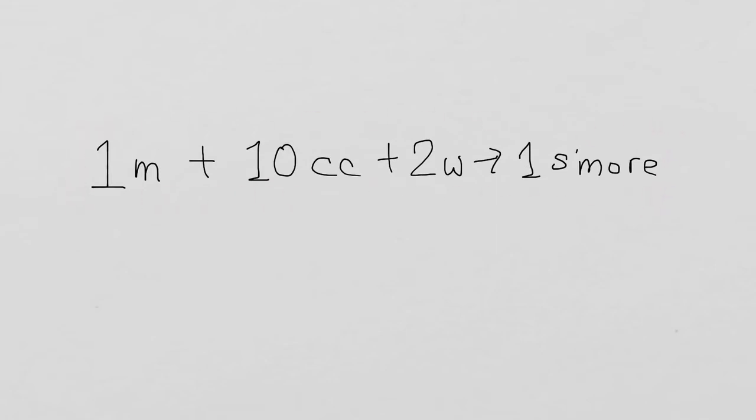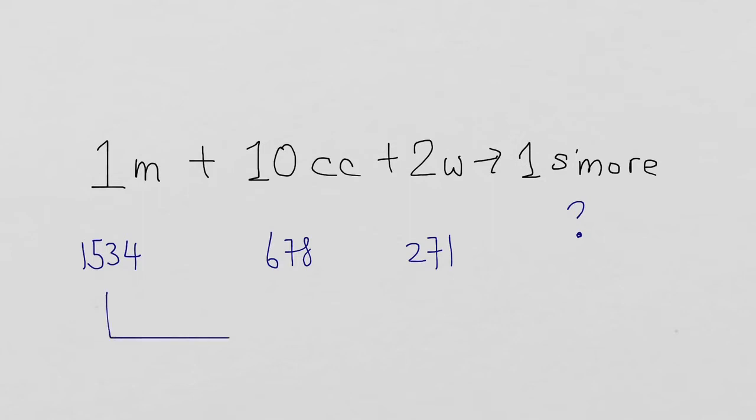And then one of the questions in the lab asks you, what if you have 1534 marshmallows, 678 chocolate chips, and 271 wafers? How many s'mores can you make? So what a lot of you did was you took a look at each reactant separately. So something like this. Right?